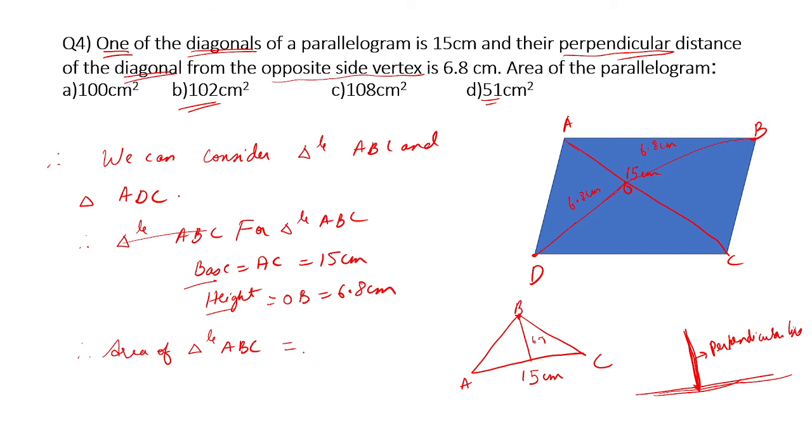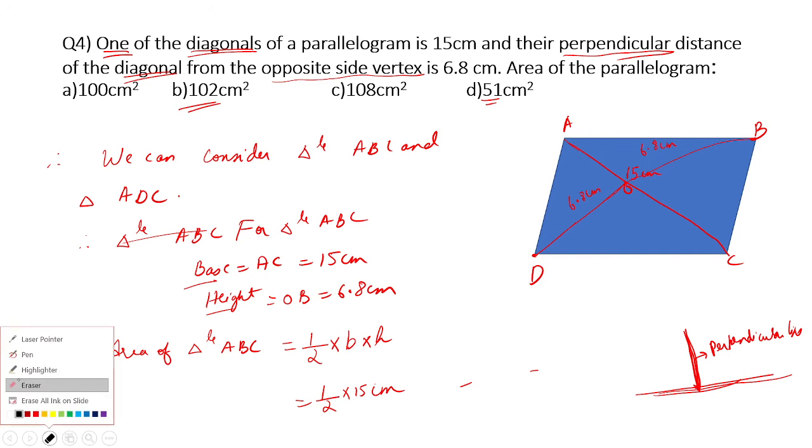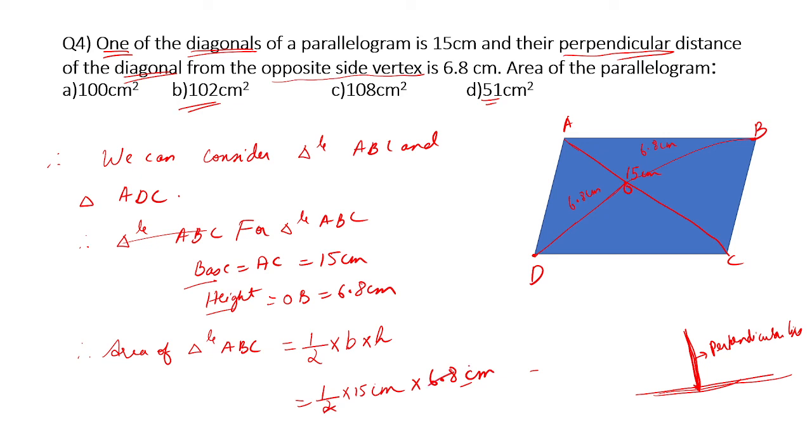Whenever you have the height, remember we use Heron's formula only if we don't know the height. So if you know the height of a triangle, why waste time? Just use this formula, half into base into height. The base is 15 centimeter, and the height is going to be 6.8 centimeter. Now you cancel out: 2 3s are 6 and 2 4s are 8, and you have centimeter. Don't forget the centimeter still remains.